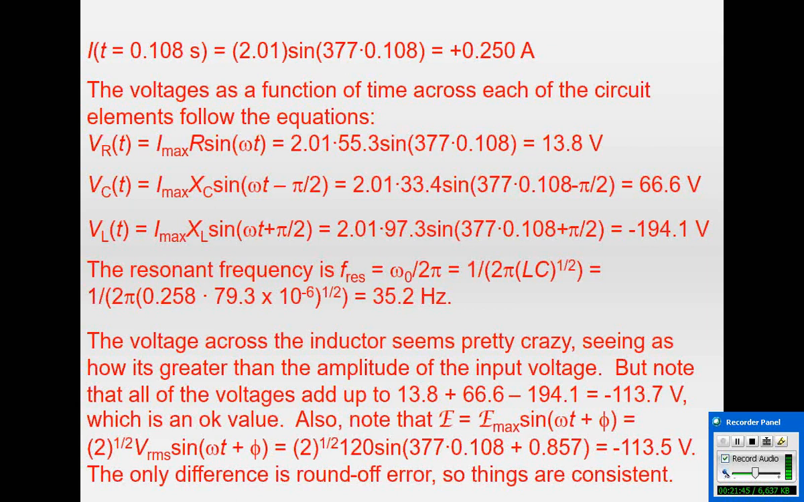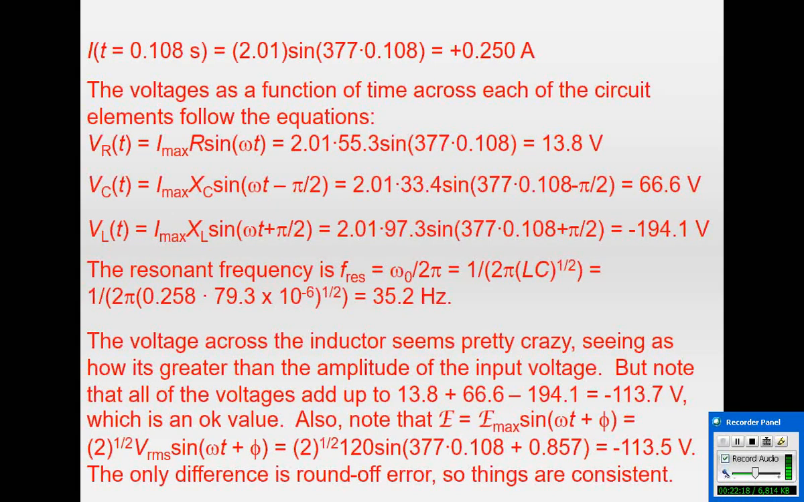If we take the voltages across the resistor and the capacitor and the inductor and add them up together, we get negative 113.7 volts. We can come up with an expression for the voltage supplied by the source. It's equal to the maximum voltage of the source times the sine of omega t plus phi. And we have phi. Phi was found to be 0.857 radians. So we can plug in this.